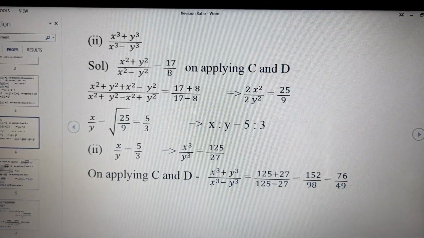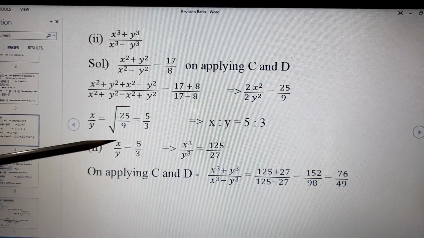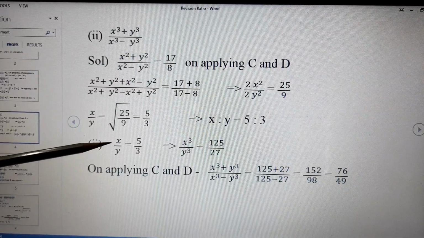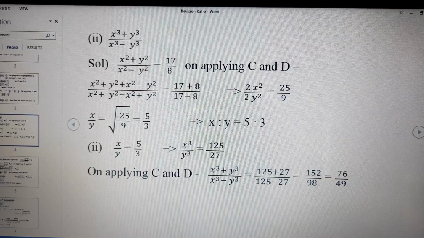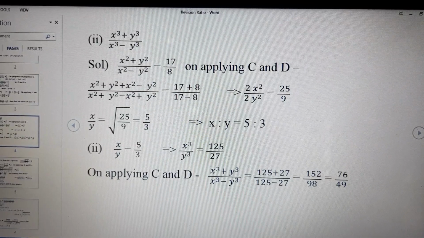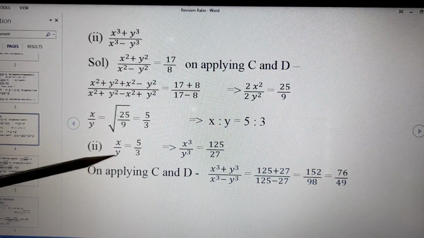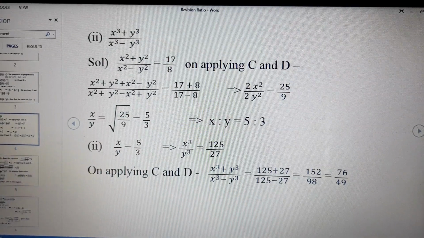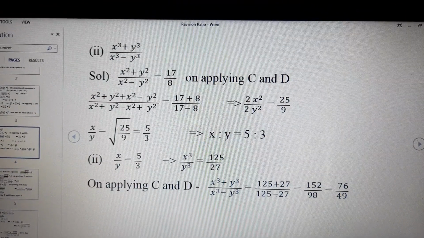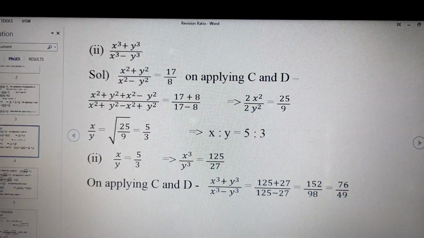minus y cube). It means first of all we have to raise the power by 3 on both sides. Okay, on cubing both the sides we have to find out x cube and y cube. So on cubing both the sides we'll get x cube upon y cube is equal to 5 cube upon 3 cube. That means 125 divided by 27.